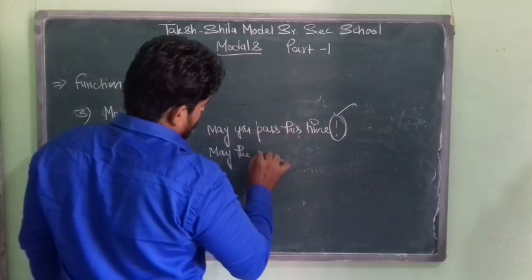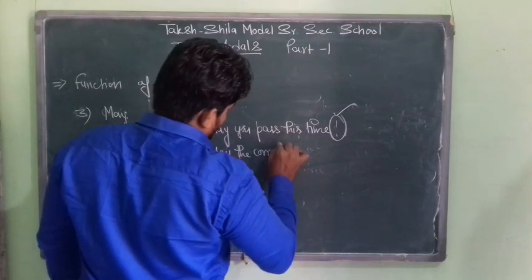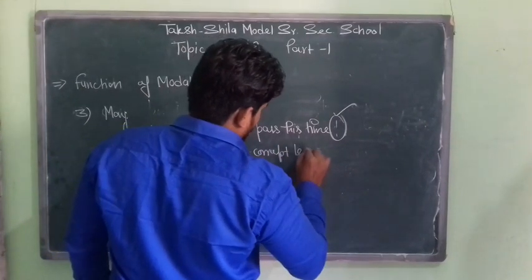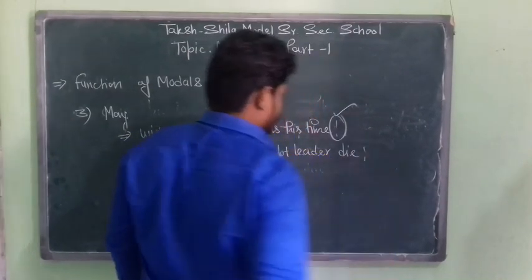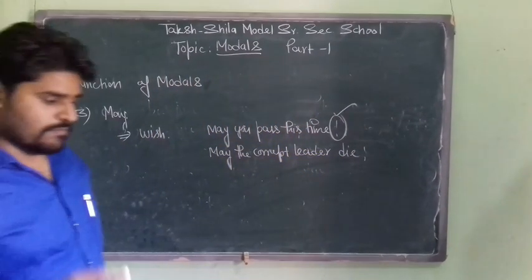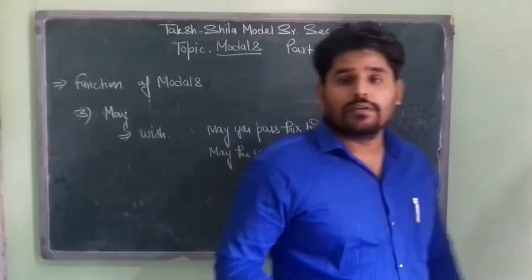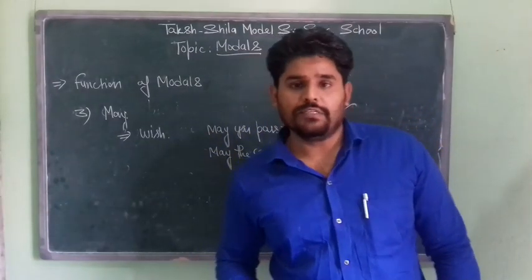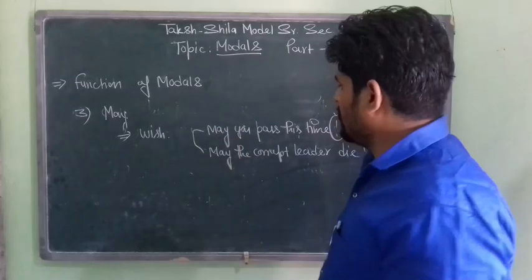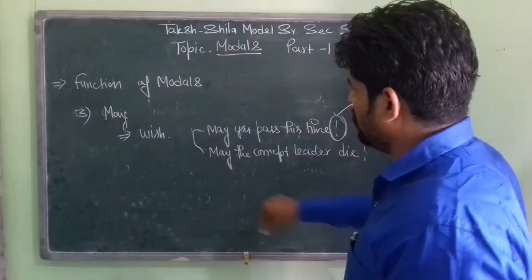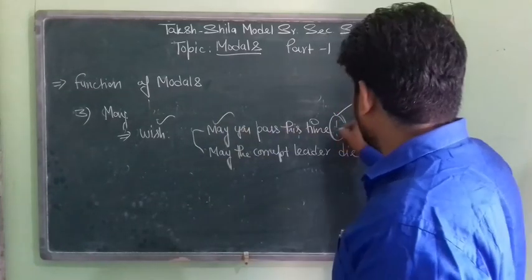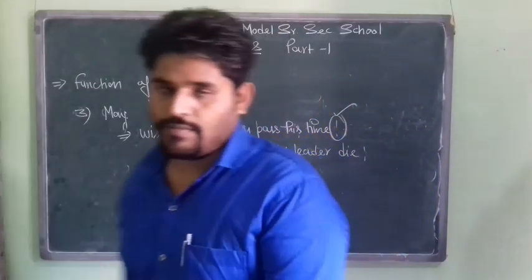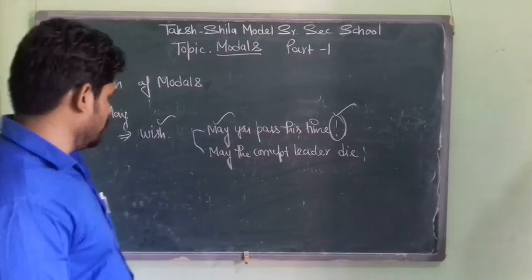Few more examples, like: May the corrupt leader die! This is also a wish. May God kill that corrupt leader! So here these two sentences show what? Wish. And for a wish we always begin the sentence with may and it ends with a mark of exclamation.